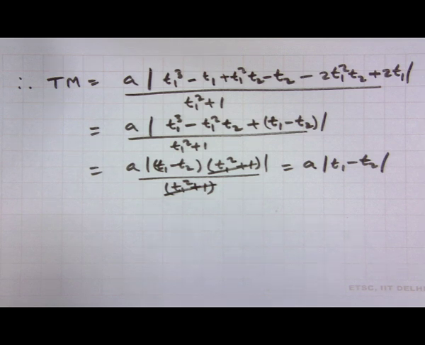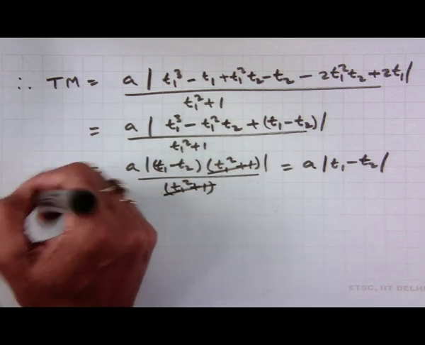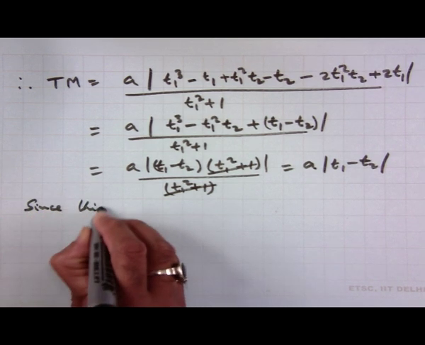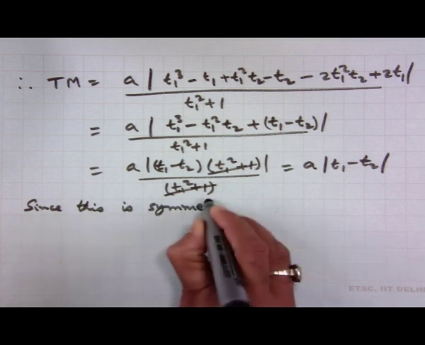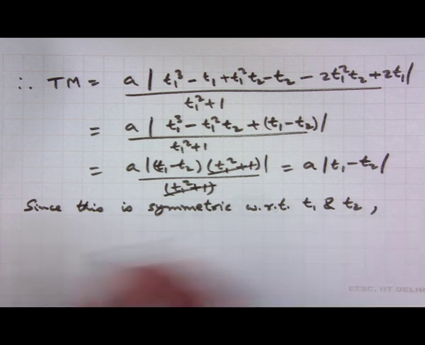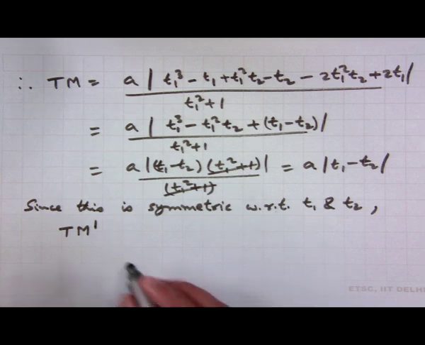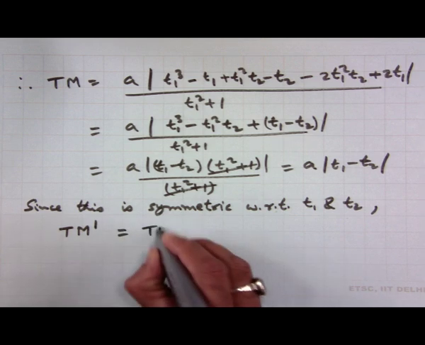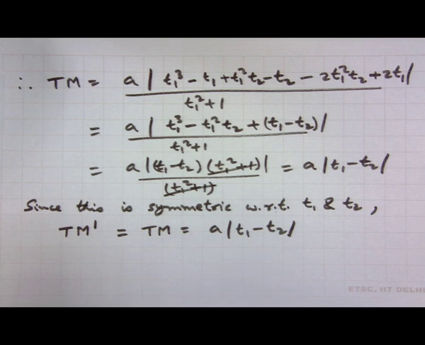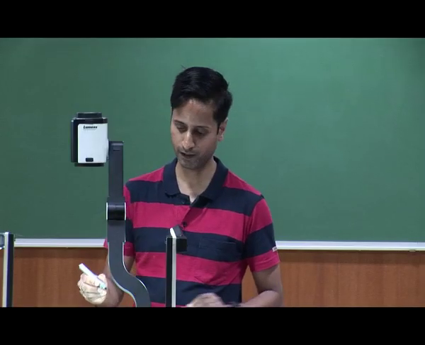So, this is the length of the perpendicular dropped from the point of intersection of the tangents to the line joining the focus to the point P. Since this is symmetric with respect to t1 and t2, the distance TM dash, where M dash is the foot of perpendicular to the line SQ, is also equal to a times mod of (t1 minus t2). So, TM is the same as TM dash. Now, let us look at the picture again.